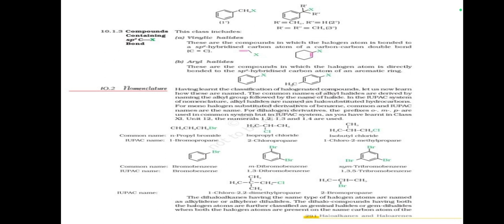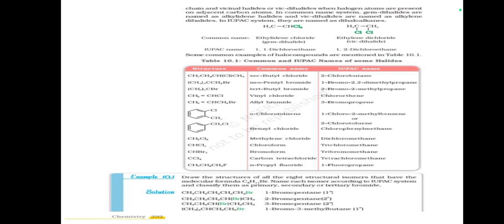The dihaloalkanes having the same type of halogen atom are named as alkylidene and alkylene dihalides. The dihalo compounds having both the halogen atoms are further classified as geminal halides or gem dihalides when both the halogen atoms are present on the same carbon atom of the chain, and vicinal halides or vic dihalides when halogen atoms are present on adjacent carbon atoms. In common name system, gem dihalides are named as alkylidene halides and vic dihalides are named as alkylene dihalides. In IUPAC system, they are named as dihaloalkanes. Table 10.1: Common and IUPAC names of some halides.